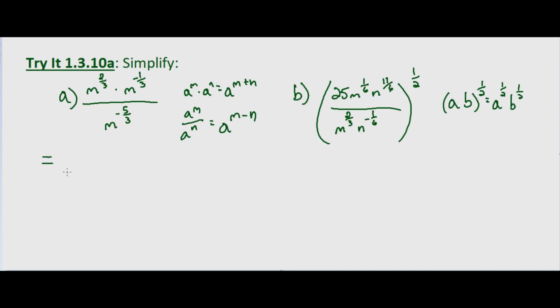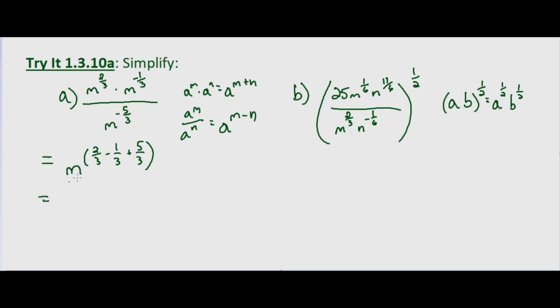So in the numerator, we have m to the 2/3 times m to the negative 1/3. So that would be m to the 2/3 plus negative 1/3. Well, that's 2/3 minus 1/3. And then we're subtracting the exponent in the denominator. So it would be minus negative 5/3. Well, minus negative is plus a positive, so that's plus 5/3.